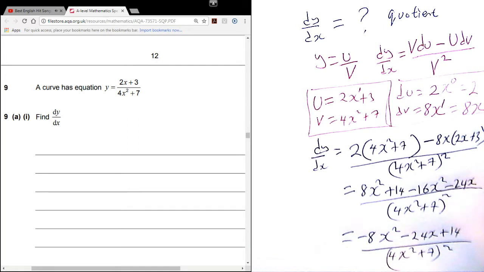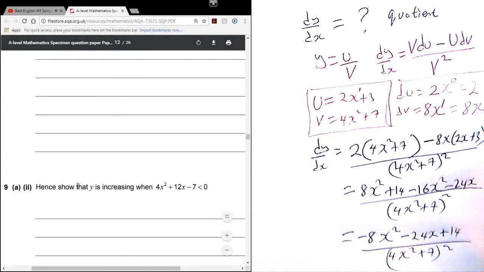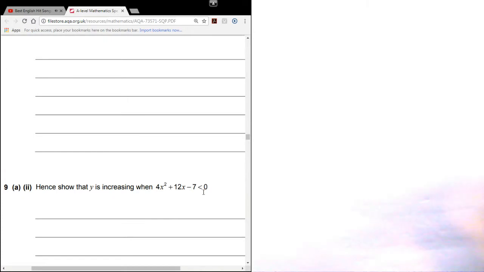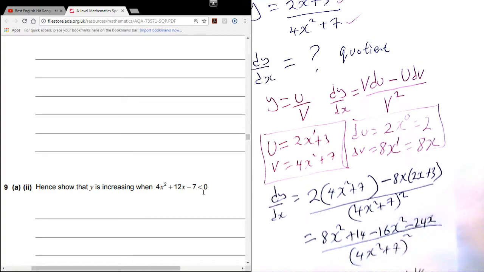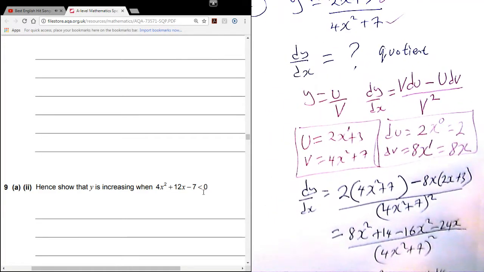And then the next part of the question, so if we scroll down a bit, it says hence show that y is increasing when 4x squared plus 12x minus 7 is less than 0. Now that's a tricky question, but from the fact that they've said hence or otherwise, that should let you know that it shouldn't be much of a hassle going forward from the one we have just solved. Now I'm going to tell you something about increasing functions before we solve this problem.